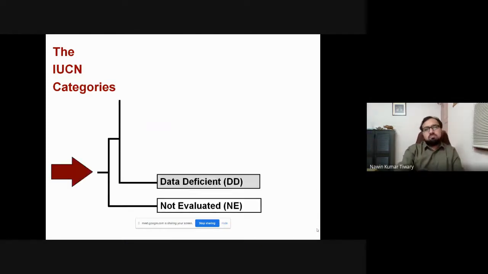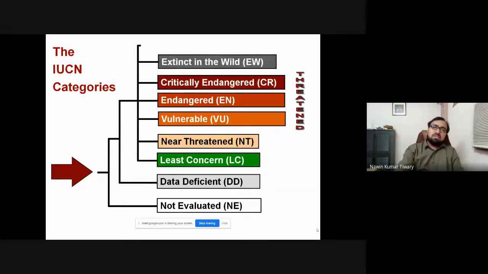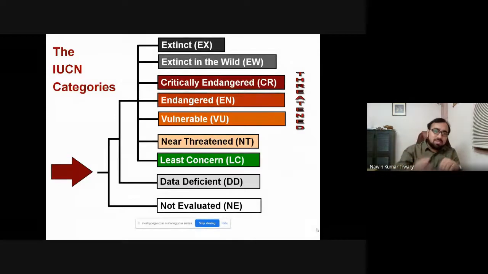I just wish to give you a brief idea of these categories of IUCN. Now, IUCN is an international organization. Some of you would definitely know about IUCN, the International Union for Conservation of Nature and Natural Resources. They have divided the world's species into these categories. These categories are very simple, and any known species in the world, if it has been classified and evaluated under some of these IUCN categories, will be placed in these. So either the species is extinct. Extinct simply means the species is gone.